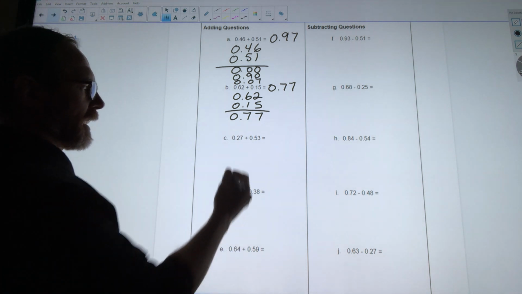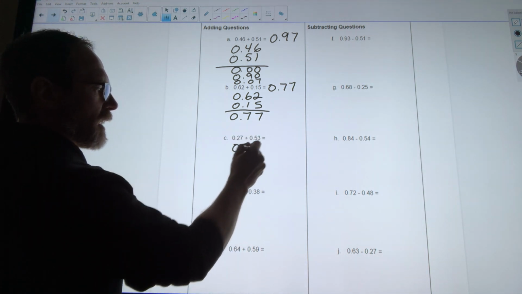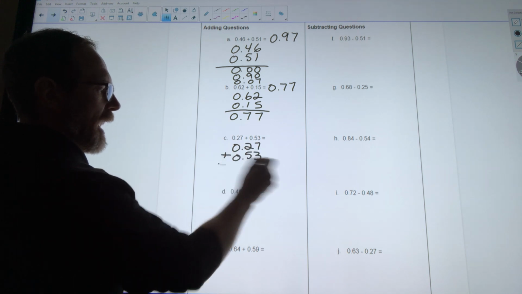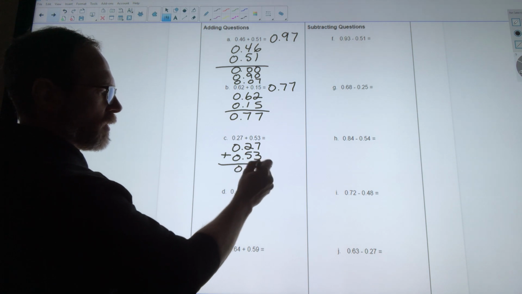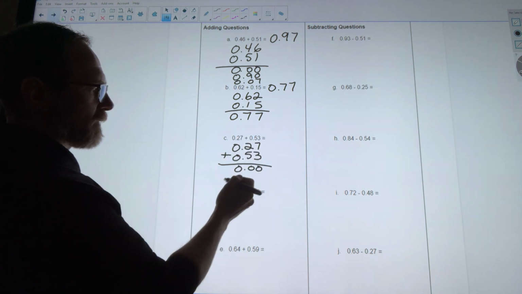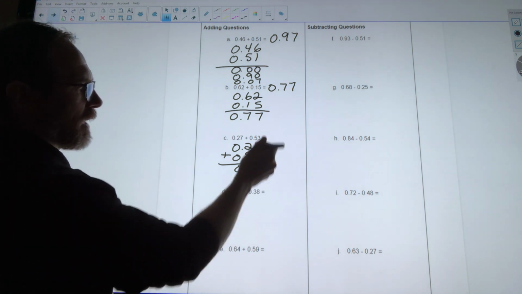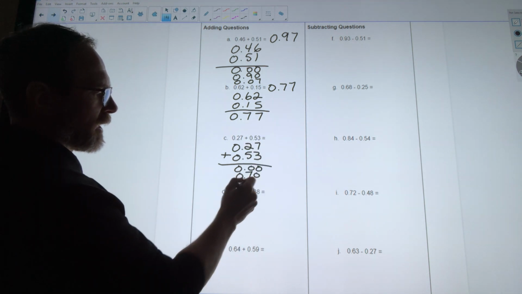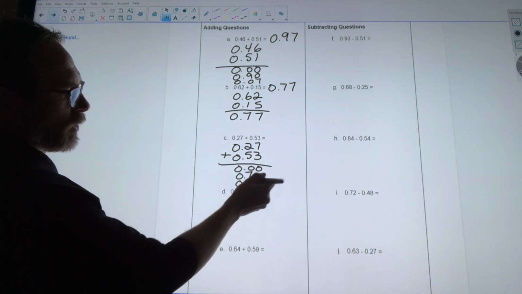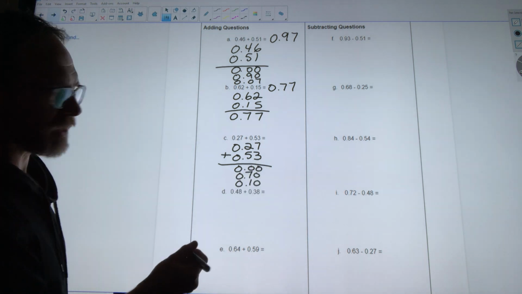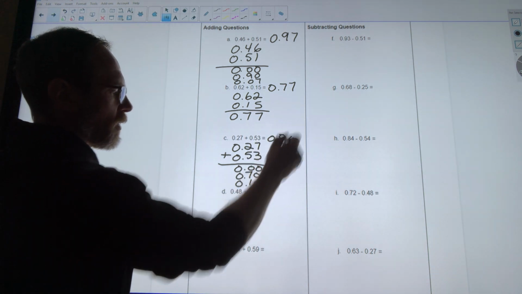This one is a little more complicated. I'm going to use the count forward strategy again. So I have 0.27 and 0.53. Adding those together, I have 0 and 0 here. That gives me 0. And then 2 tenths plus 5 tenths, that is 7 tenths. And 7 hundredths plus 3 hundredths, that's 10 hundredths. So it actually would group into the tenths place, which would give me 0.80 altogether.